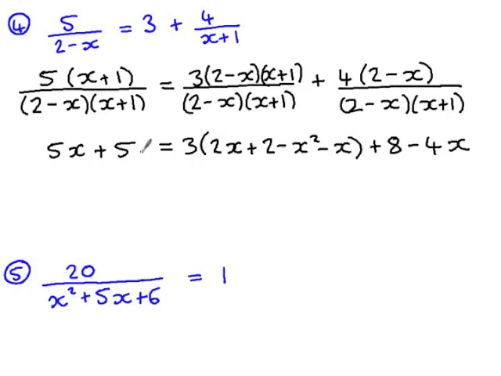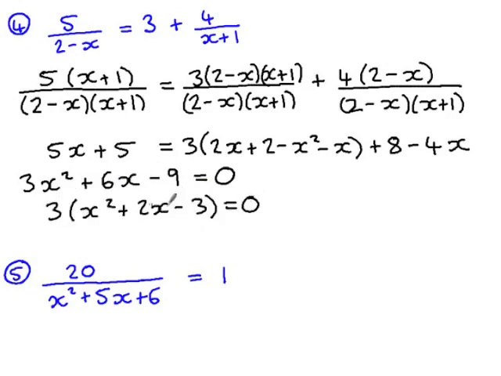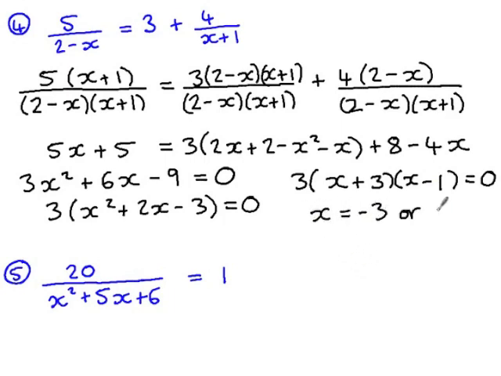So I'm going to add 3x squared to both sides, and we've got 6x, take 3x, take 4x. So I'm going to add x to both sides, and then we've got 6 plus 8, so I'm going to subtract 14 from both sides. Now each of these terms is divisible by 3, and I'm going to look to see if this will fully factorise so I can use the null factor law. 1 times 3 is 3, and 3 take 1 is 2, so plus 3 and subtract 1, and my two solutions are x is negative 3 or positive 1.